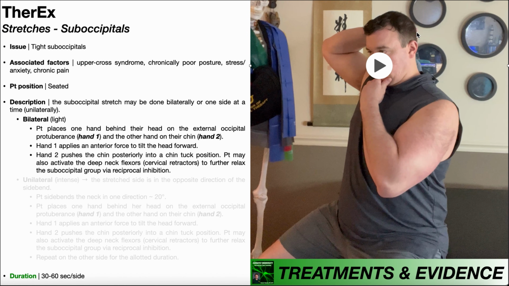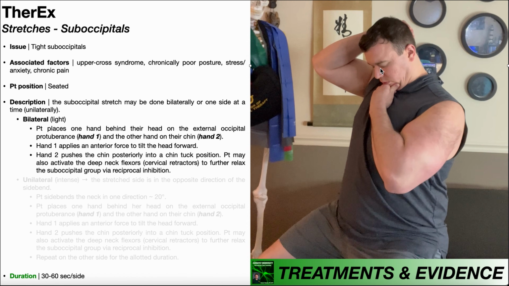Now hand 1, which is on my external occipital protuberance, is going to apply an anterior directed force in an attempt to tilt the head forward. But then hand 2, which is on my chin, is going to try and push the chin posteriorly into a chin tuck position. We're essentially trying to push the neck into cervical retraction. Remember, the suboccipital muscle group facilitates cervical protraction. So if we want to stretch those, we should facilitate cervical retraction. Let's take a look at that.